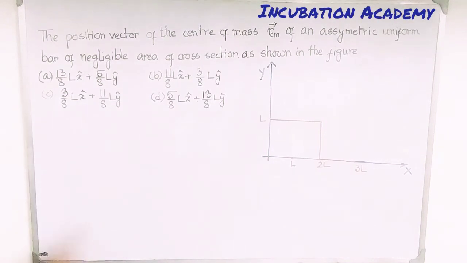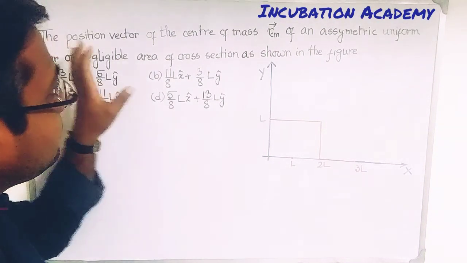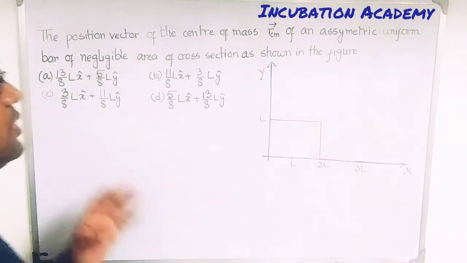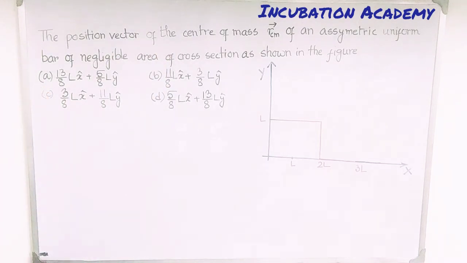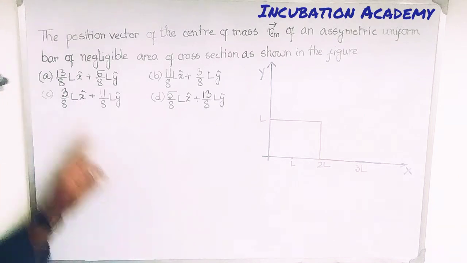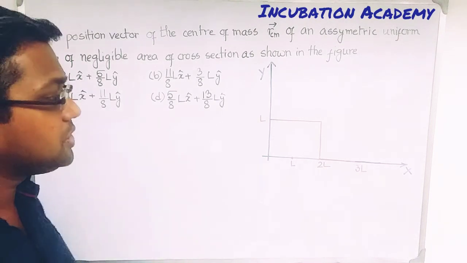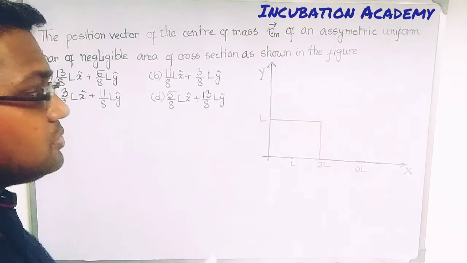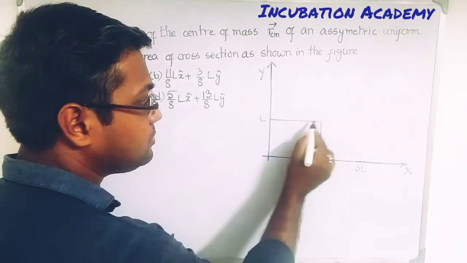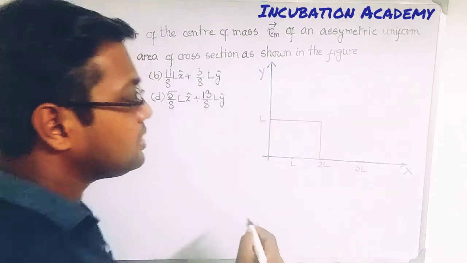Welcome everyone. The question is the position vector of the center of mass. So here we have to find out the center of mass of an asymmetric uniform bar of negligible area of cross section as shown in the figure. So here in the figure, the red portion shows this asymmetric bar.